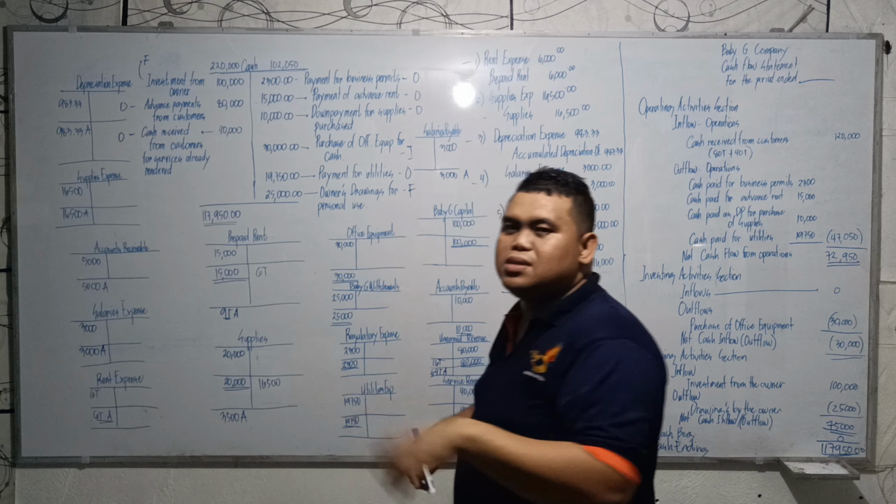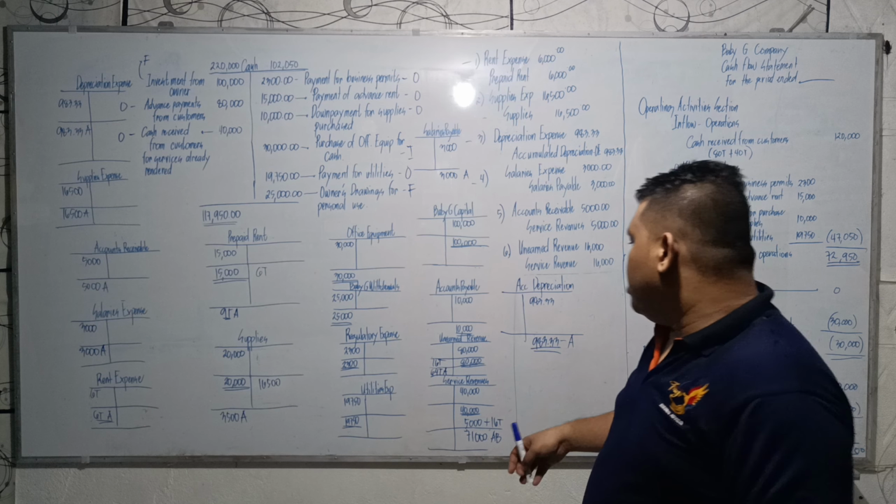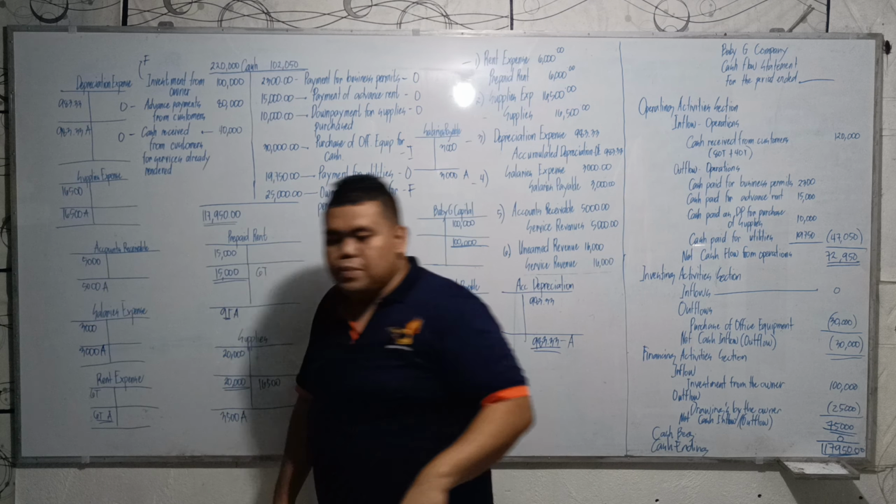Okay? So how do we close these amounts, the revenues and the expenses? So we have here service revenues and a lot of expenses. What we're going to do is to make closing entries. Okay? Closing entries. So, how do we make closing entries?